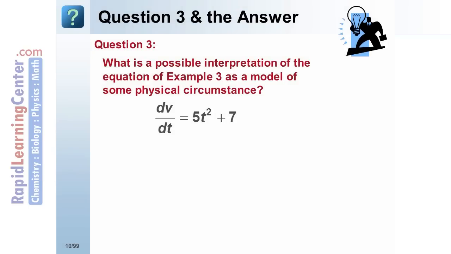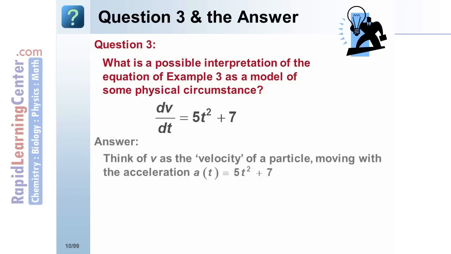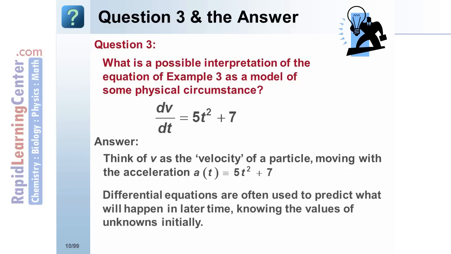Question 3. What is a possible interpretation of the equation of example 4 as a model of some physical circumstance? dv/dt equals 5t squared plus 7. Answer. Think of v as the velocity of a particle moving with the acceleration a(t) equals 5t squared plus 7. Since a(t) equals dv/dt, this gives us our differential equation.